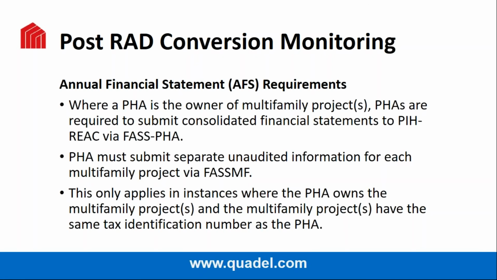If the owner of the property converting to PBRA assistance under RAD has a different tax ID number from the PHA, then the owner must submit an audited or owner-certified financial statement based on the requirements in HUD's Uniform Financial Reporting Standards. So keep that in mind too.